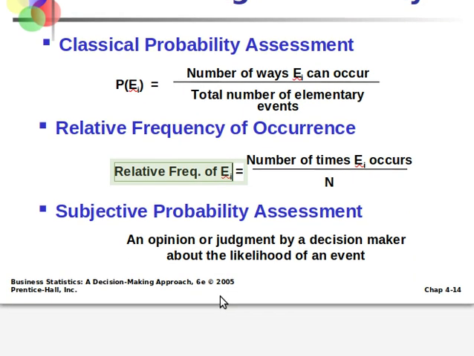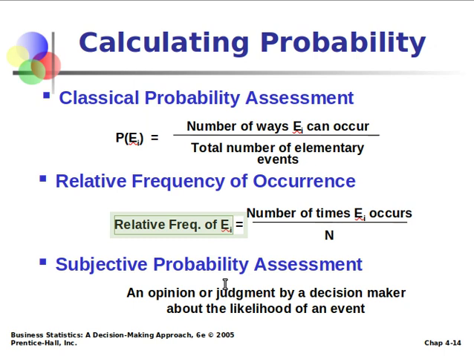The third method of calculating probability is called subjective probability assessment. This is an opinion or judgment by a decision maker about the likelihood of an event.